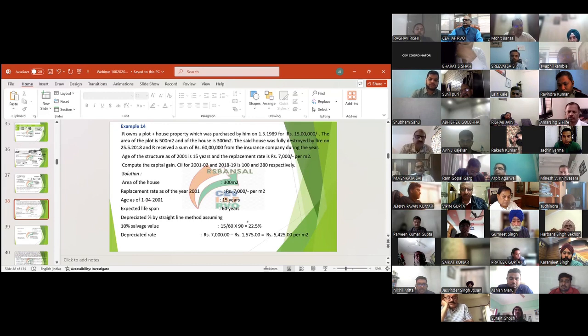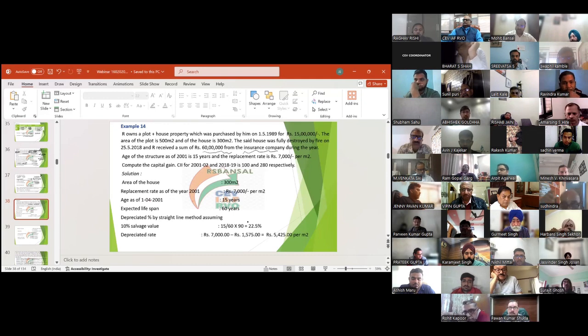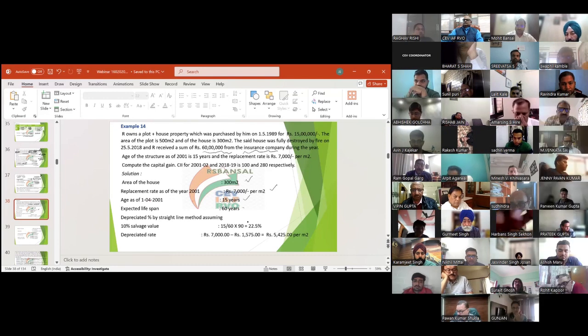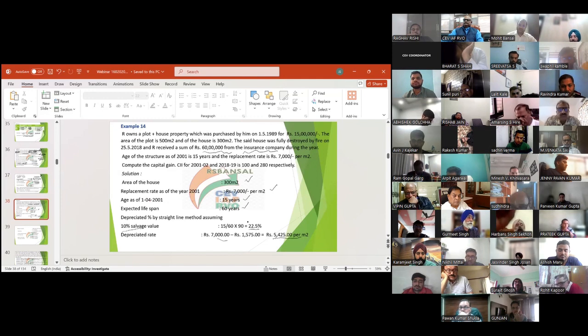So here, see here, he has received a sum of rupees 60 lakh from the insurance company. He has to pay capital gain over it. So the area of the house is 300 square meter. Replacement rate is 7,000 per square meter. Age is 15 years. We assume the expected lifespan as 60 years. You calculate depreciation assuming 10% as salvage value, which comes out to be 22.5%. So instead of 7,000, the depreciated rate is 5,425 per square meter.